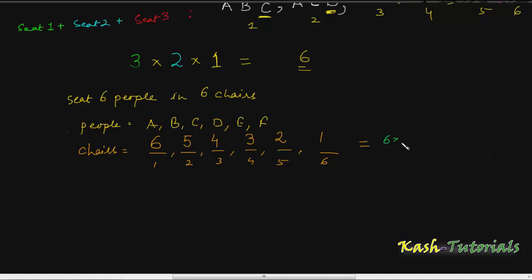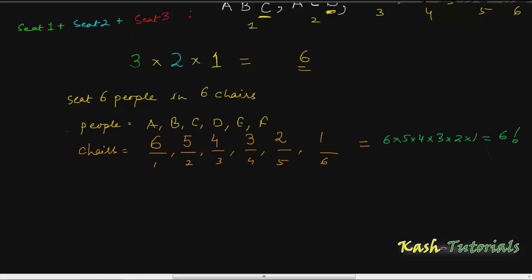This comes as 6 into 5 into 4 into 3 into 2 into 1, which can also be written as 6 factorial. So if I have got 6 people and I want them to be seated in 6 chairs, I have these 6 factorial scenarios to make them sit.